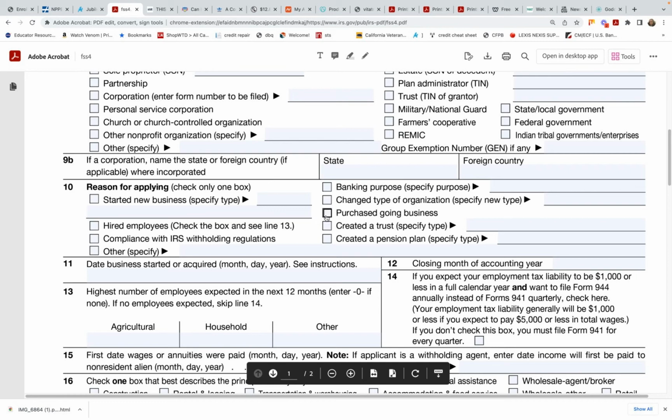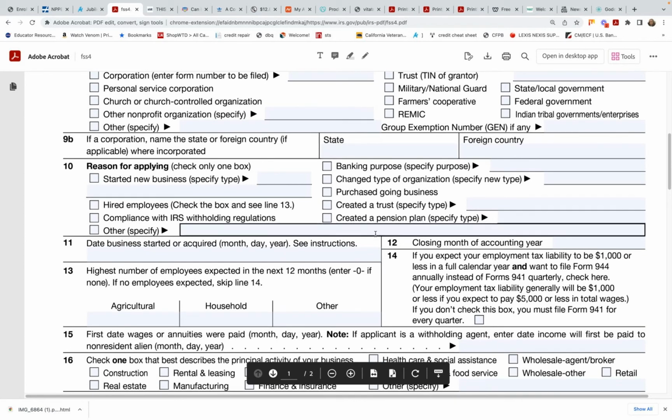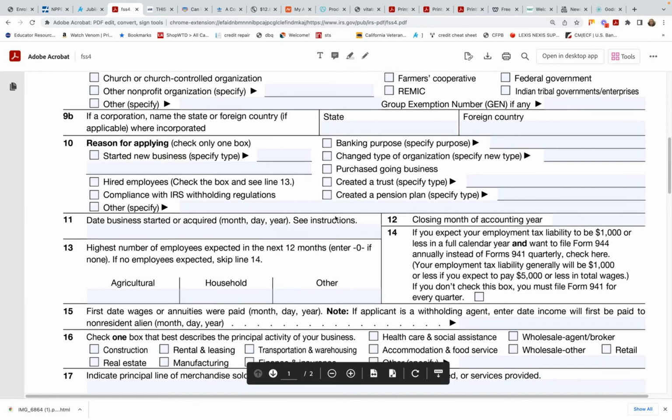So you can put that you purchased it, but you will have to get your own EIN. You cannot operate under theirs. Now, these two created a trust. Simple. If you created a trust, you're going to need that. Created a pension plan. Most of y'all may not have that. That is usually going to be larger organizations. So individuals usually won't ever do that one.